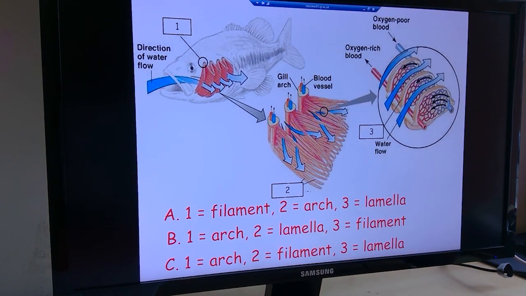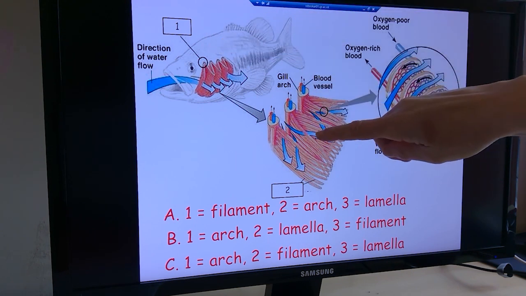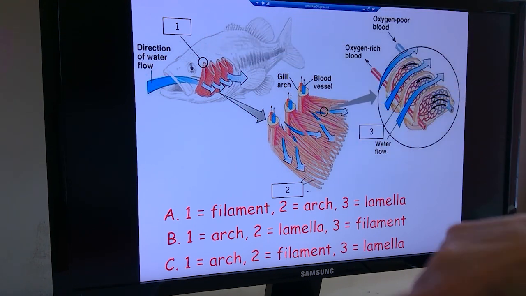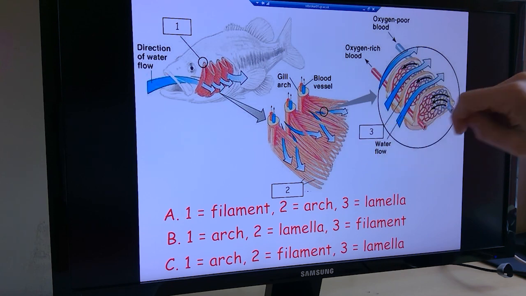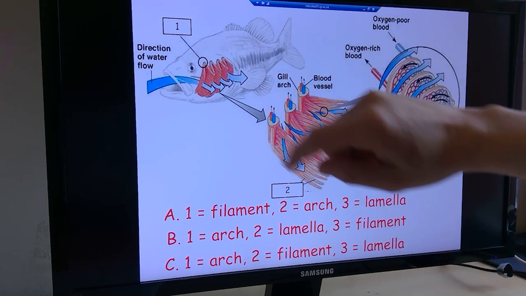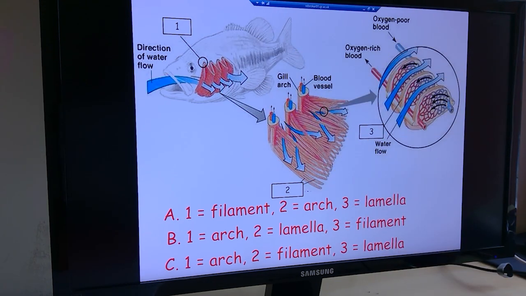Okay, now you may have to look at this one for a little moment. So this is labelling 1, 2 and 3 in the diagram. So is it filament, arch, lamellae, or is it arch, lamellae, filament, or is it arch, filament, lamellae? If you pick C, you're right.